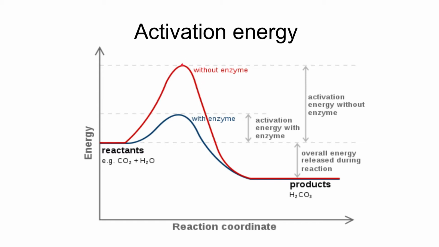Now, this is without an enzyme, and you can see that with an enzyme, the energy that we actually need to input to start with is much, much lower. So the activation energy without an enzyme is high, and the activation energy with an enzyme is relatively low. Okay, so that's why it's known as a catalyst, and any catalyst has this function to lower the activation energy of a reaction. So what exactly is an enzyme?